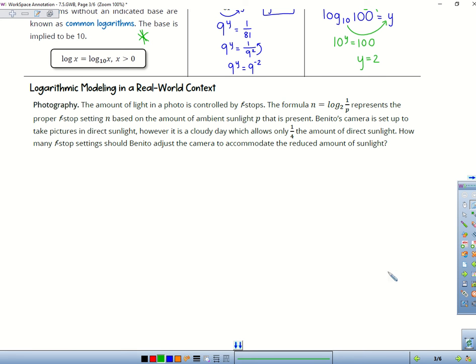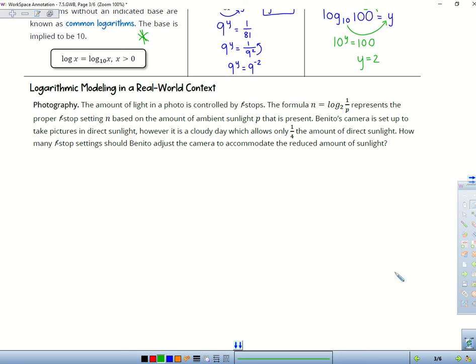So, logarithmic modeling in a real world context. Photography. The amount of light in a photo is controlled by f-stops. The formula n equals log base 2 of 1 over p represents the proper f-stop setting n based on the amount of ambient sunlight p that is present. Benito's camera is set up to take pictures in direct sunlight. However, it is a cloudy day which allows only 1/4 of the amount of direct sunlight. How many f-stop settings should Benito adjust the camera to accommodate the reduced amount of sunlight?